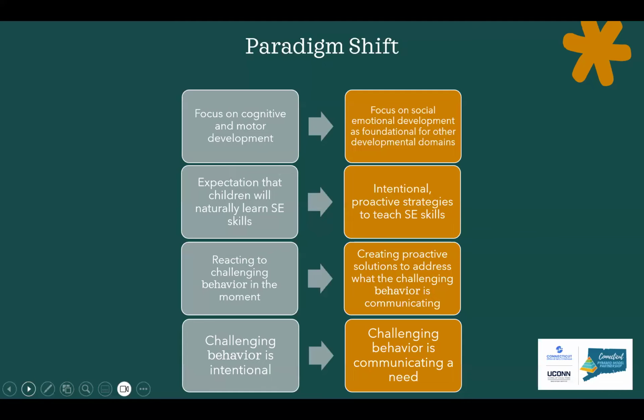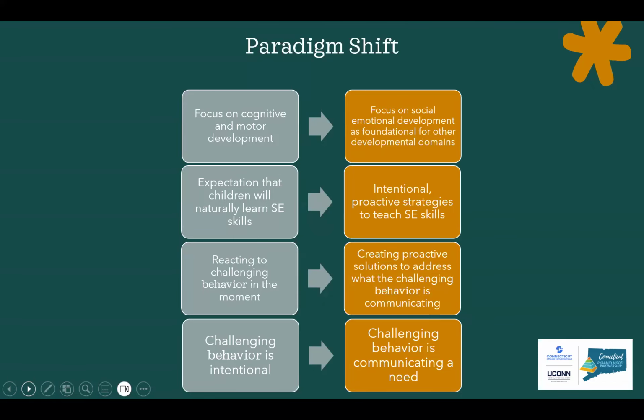Another paradigm shift is that the expectation that children will naturally learn social and emotional skills. And much of pyramid, in fact, really all of tier two, is really about how do we intentionally, proactively teach these strategies, practice them, praise them, and then understand that kids can use them once that's all done. The same way that you would for anything else, like learning to read.